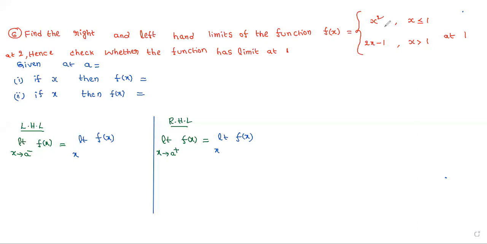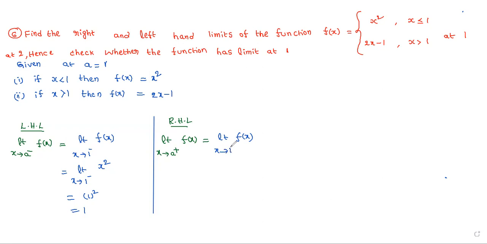So same question: f of x is equal to x squared, x less than or equal to 1, and 2x minus 1, x greater than or equal to 1, at 1. So at a equal to 1, for x less than 1, f of x equals x squared. For x greater than 1, f of x equals 2x minus 1. Same formula. The limit as x extends to 1 minus, below 1 value, f of x is x squared. Substituting, 1 squared means 1.